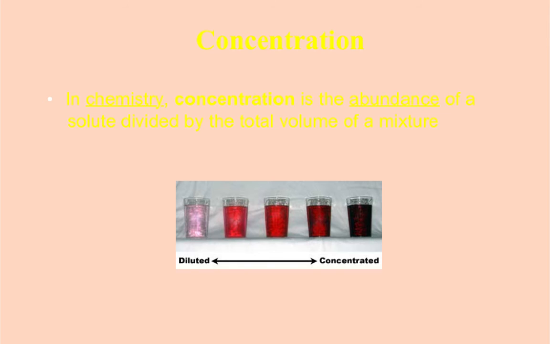So in chemistry, we talk about concentration in terms of the abundance or quantity of the solute divided by the total volume of the mixture. So things can be more concentrated or less concentrated, which is also called diluted, based on the abundance of the solute that is dissolved in the total volume of the actual mixture.